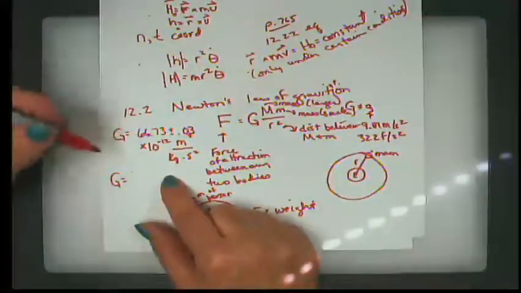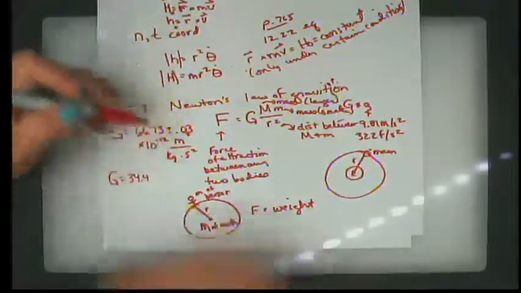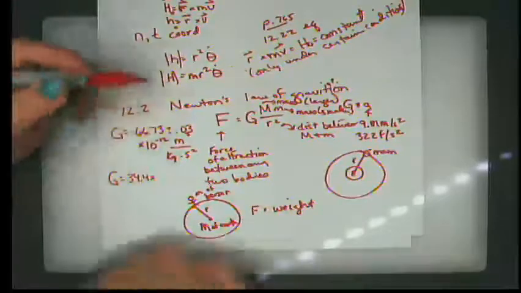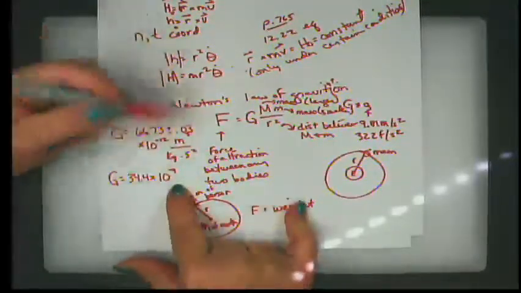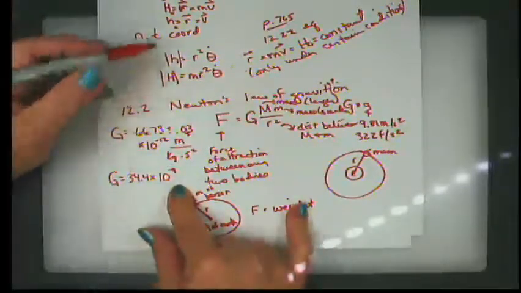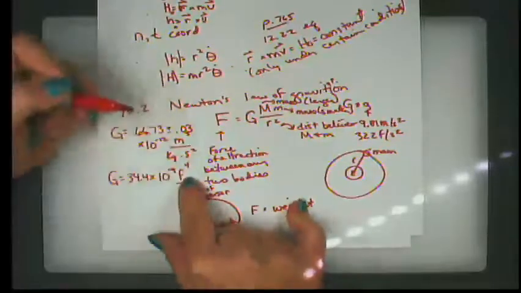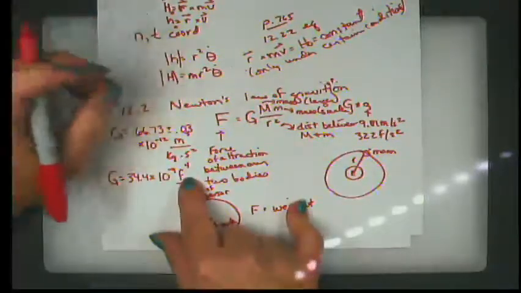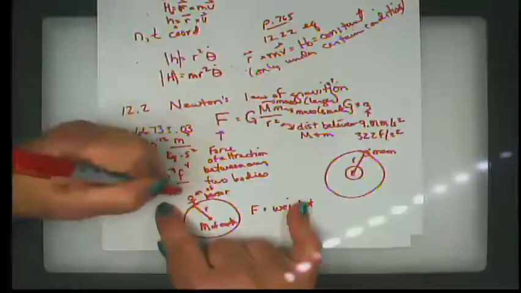And in English units, 34.4 times 10 to the negative ninth. The unit here, of course, would be feet. This must be changed to pounds. Feet to the fourth times pound second to the fourth.